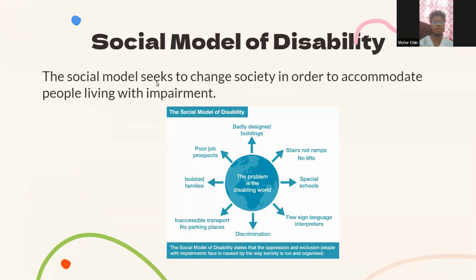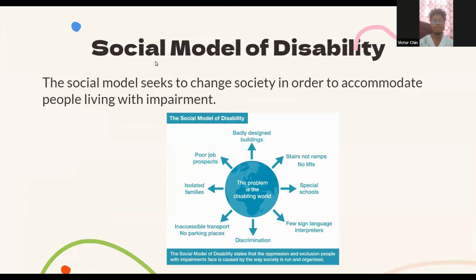Moving on to the next model, which is the social model. The social model of disability posits that disability is not solely a result of an individual's impairment, but rather a consequence of societal barriers and attitudes. In this model, disability arises from the interaction between the individual and their environment, which may hinder their full participation in society. For instance, having inaccessible buildings, lack of accommodations, or discriminatory policies can limit that person's opportunities and quality of life, irrespective of their impairment.